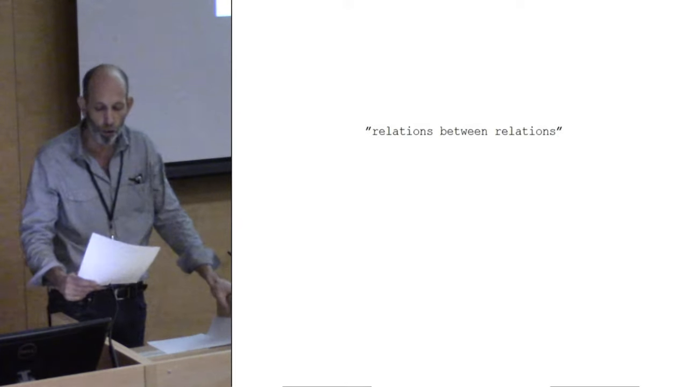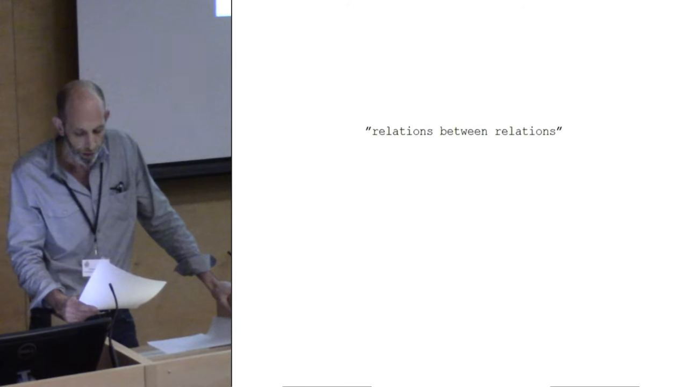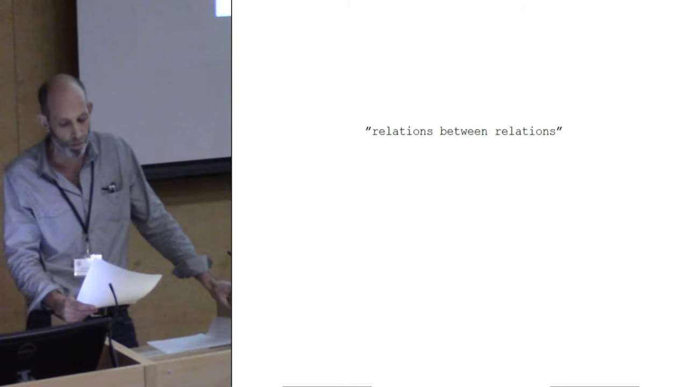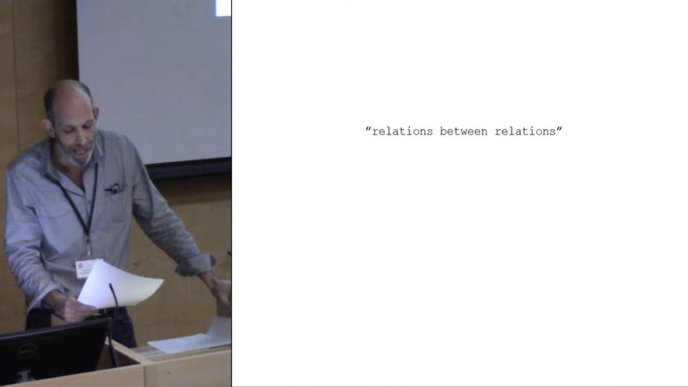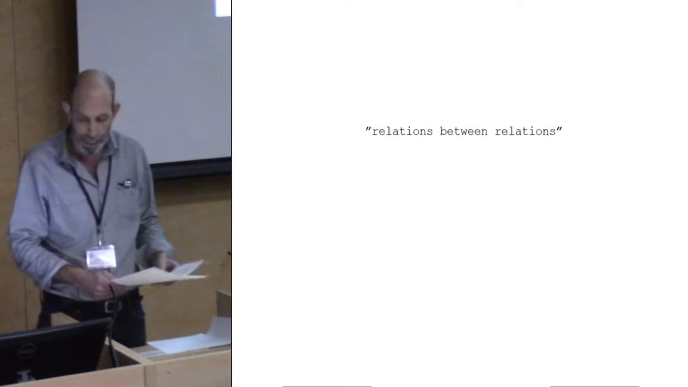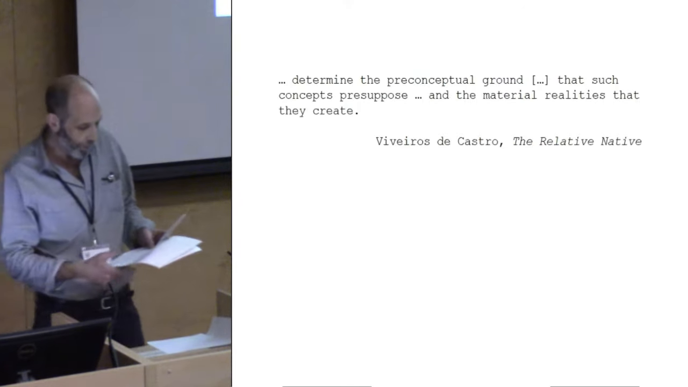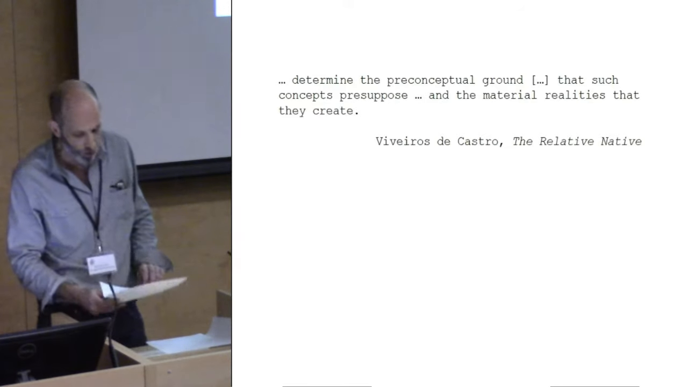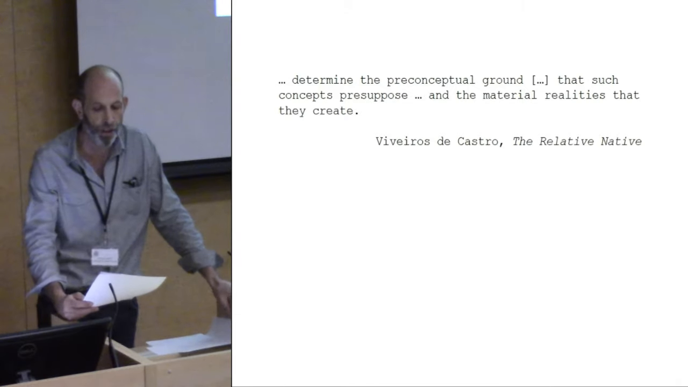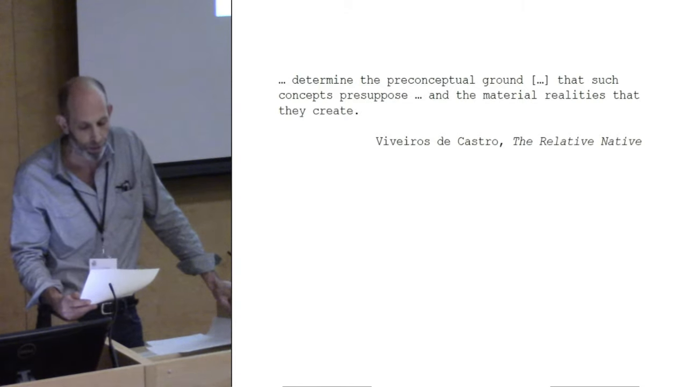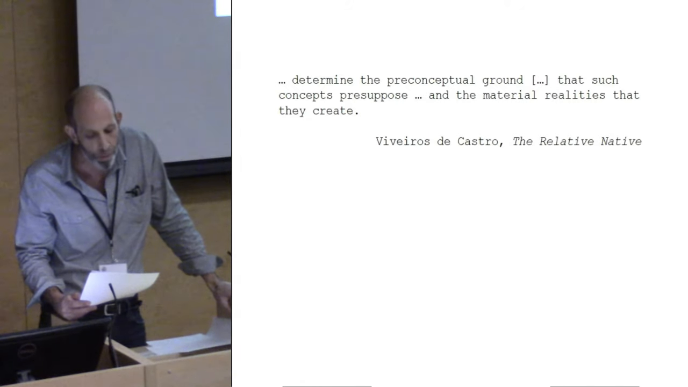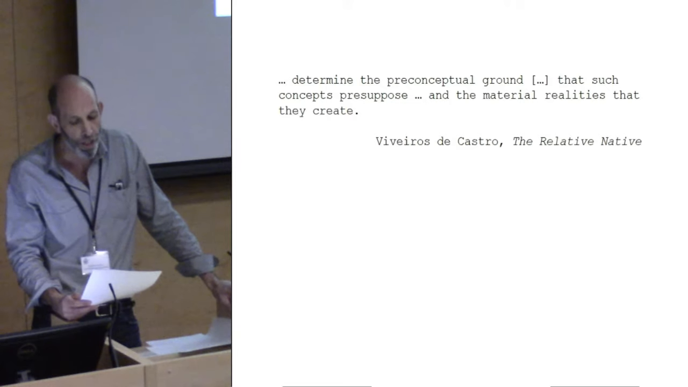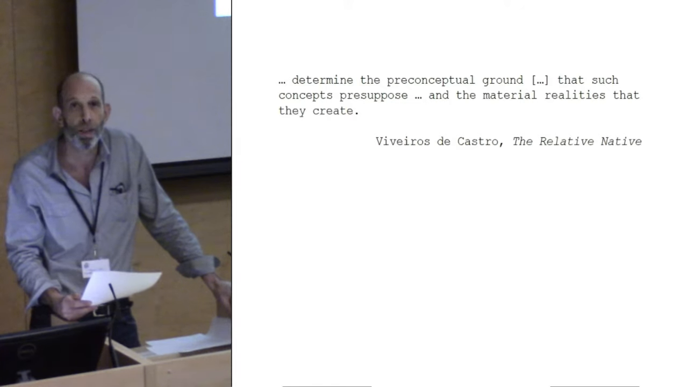I have described elsewhere an ontological archaeology as a recursive enterprise. It's our conceptual apparatus that is the target of archaeological exploration as much as the reconstruction of past societies and their ontologies. This line is legibly derived from the work of anthropologist Eduardo Viveiros de Castro. What Viveiros proposes, in fact, is that Amerindian indigenous ideas, and he works in the Amazon, be treated as concepts. The task, he says, is to determine the preconceptual ground that such concepts presuppose and the material realities that they create. In archaeological terms, can we extract concepts from the preconceptual grounds of our materials? Can the pots provide this?